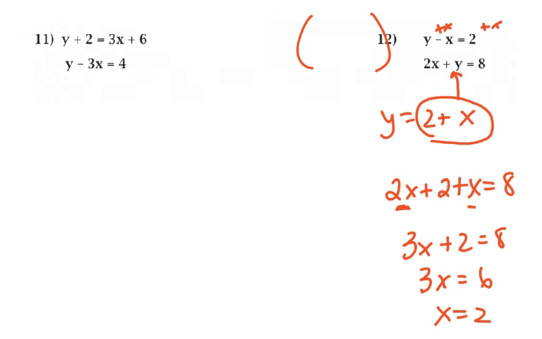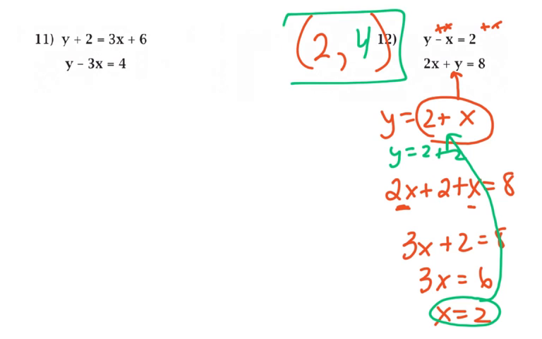So in my ordered pair, x is going to be 2. I'm going to take that and plug it back in to find what y is. So y is equal to 2 plus 2, which is 4. So once you find one of them, it's really easy to find the other one. You just have to plug it back in and see what you get.